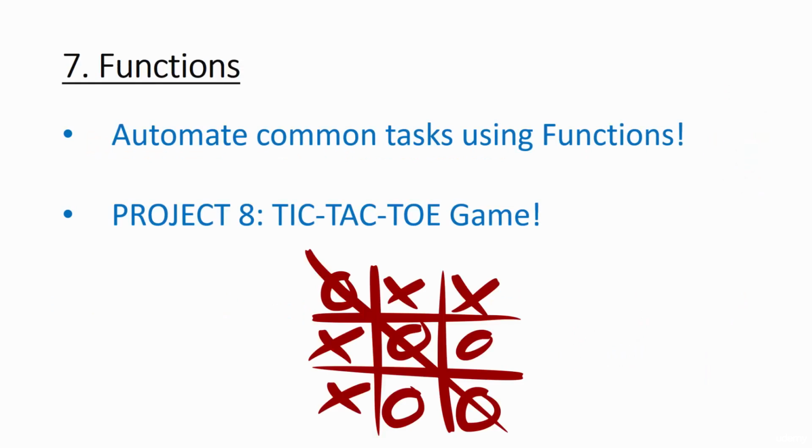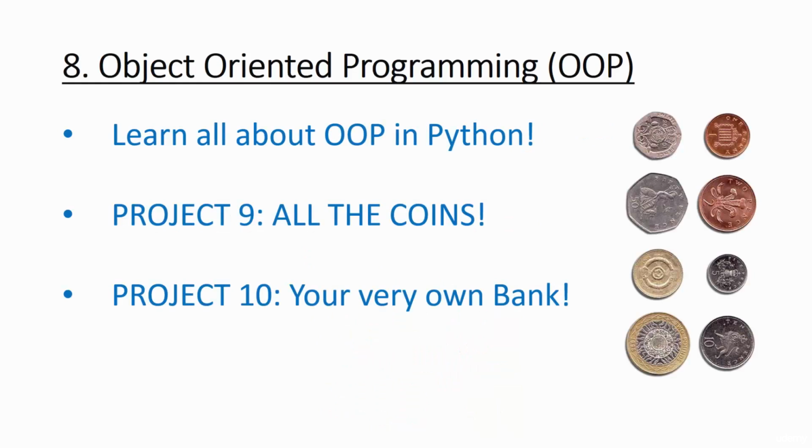After that, we're going to learn about creating functions in Python. Functions are ridiculously useful, and we're going to use them to create a game of tic-tac-toe, or 3 in a row, or XO, or whatever you want to call it. You've definitely played it. Then finally, we're going to learn about object-oriented programming, or OOP, in Python. You'll learn all about classes and objects, and use this information to create a set of coins and even your own bank.